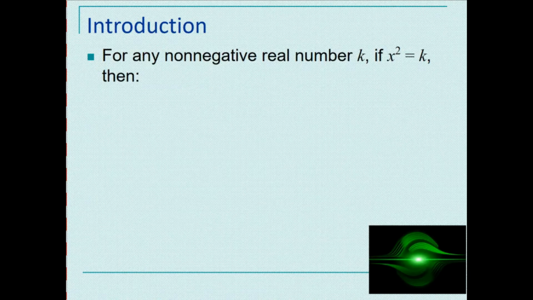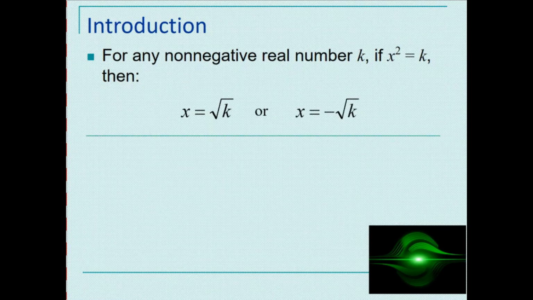The principle of square roots states that for any non-negative real number k, if x squared equals k, then it is equivalent to x is equal to the square root of k, or x is equal to the negative or opposite square root of k. And let's take a look at an example.